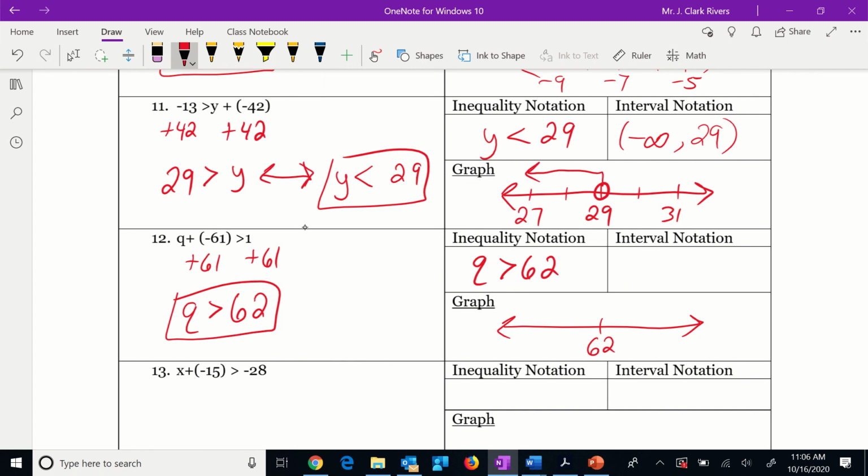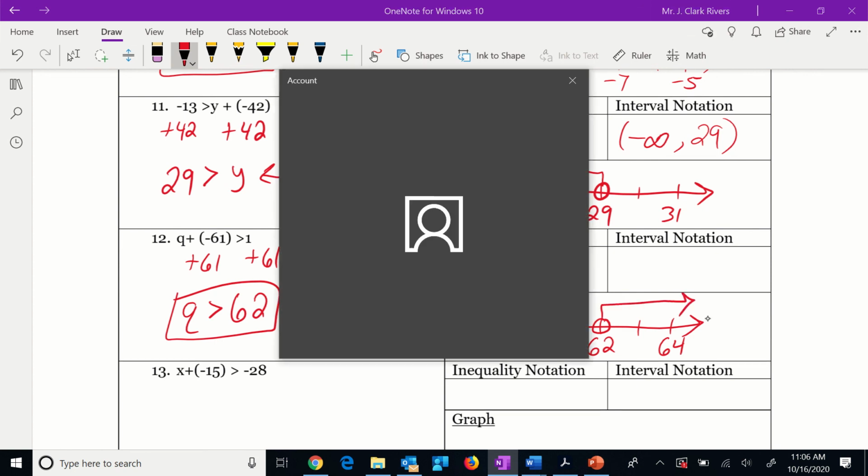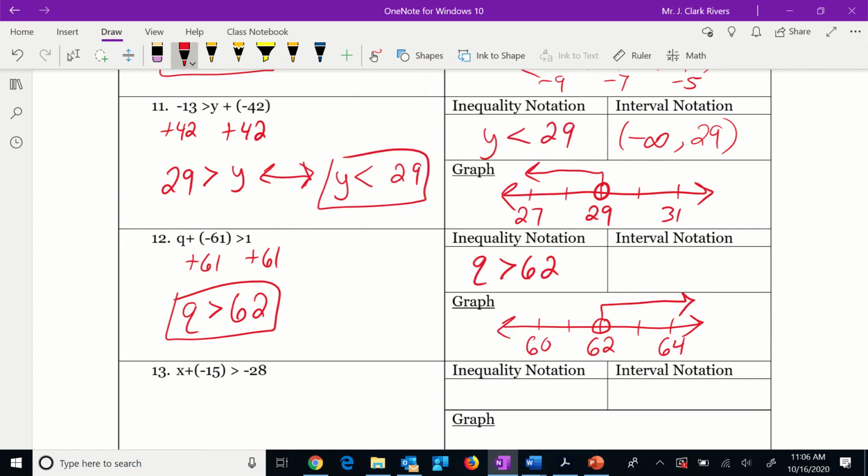62 is in the middle. That's our focal point. 63, 64, 61, 60. Open or closed circle at 62? Open circle at 62. Q is greater than 62, so we shade to the right. All the greater than numbers are to the right, right?